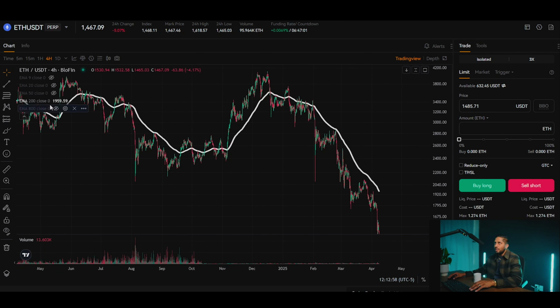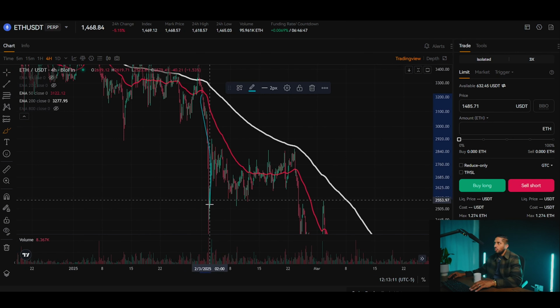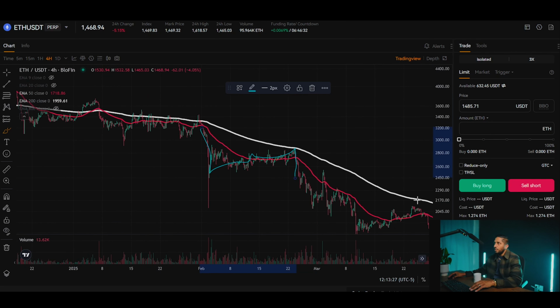Let's go ahead and add the 50 EMA now. We'll see that when it breaks through the support of that 50 EMA, you see that it tries to touch the 200 and then it rejected here and then it became bearish.